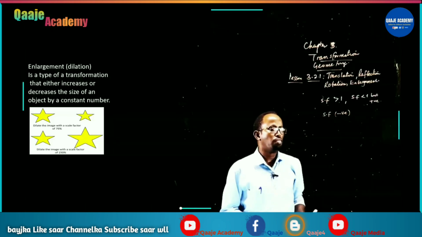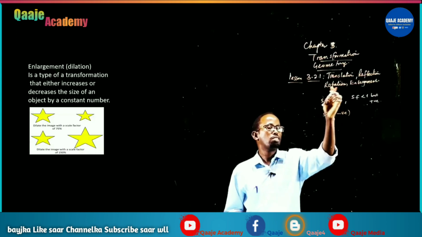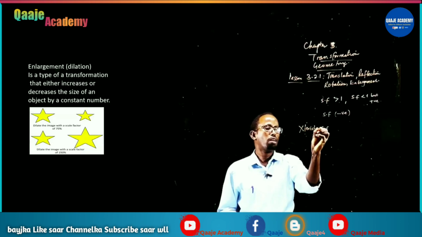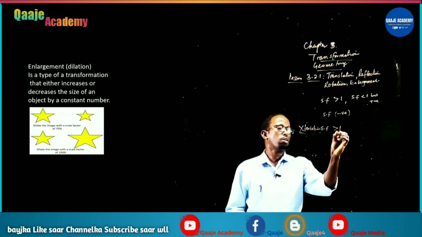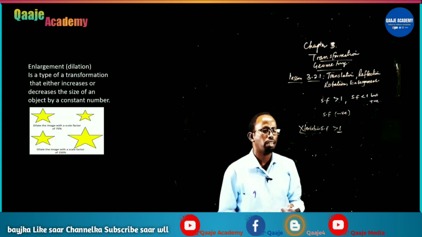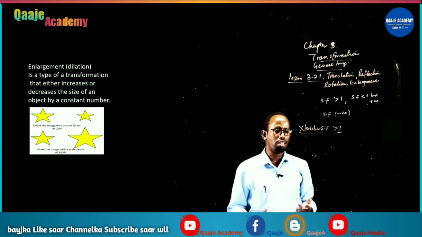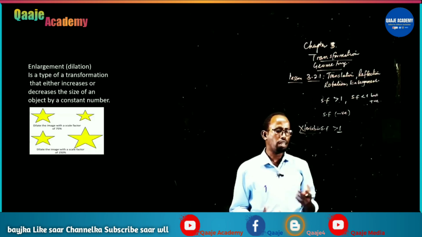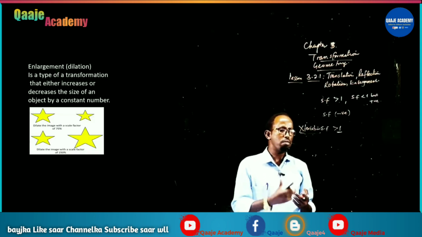So if the scale factor is greater than 1, one of the characteristics is that the object will be smaller than the image, meaning the image will be bigger than the object. From the diagram you can see, enlargement is also known as dilation. So the first star is smaller than the second star, meaning the second star is the image, the first star is the object.